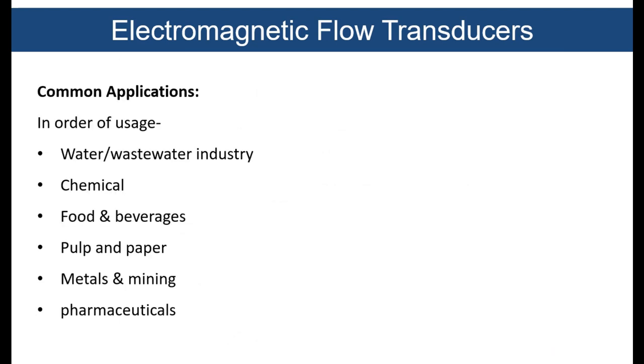So common applications of these electromagnetic flow transducers, in order of usage, are in the water and waste industry, chemical industry, food and beverages, pulp and paper industry, metal and mining industry, and pharmaceutical industries. All these are common applications of electromagnetic flow transducers.